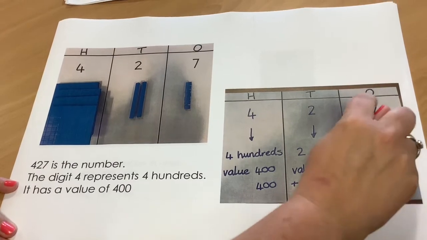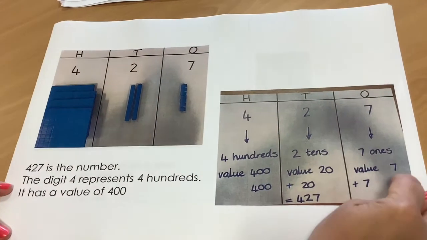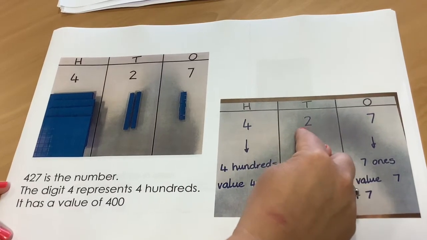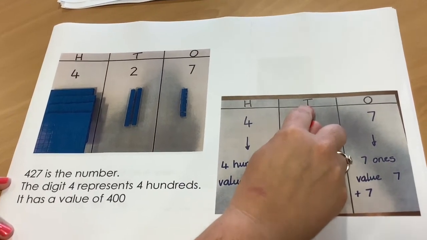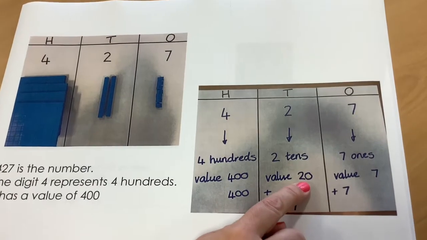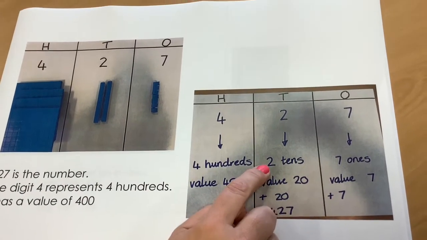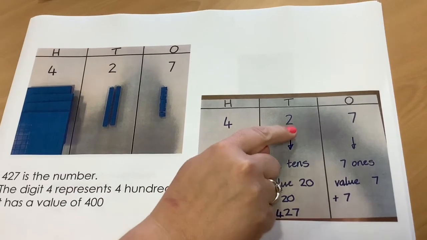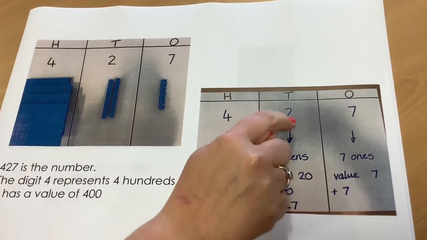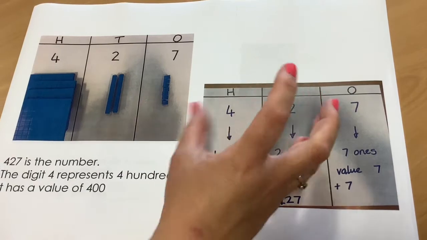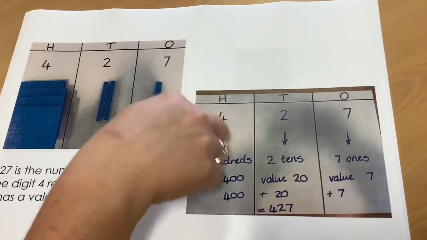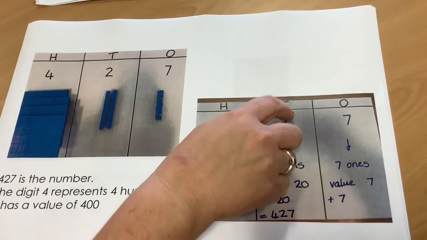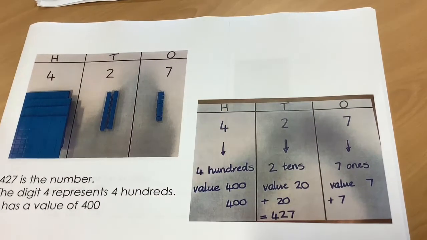The 7 is in the ones column, so it has a value of 7. The 2 digit is in the tens column, so it has a value of 20 because it represents 2 tens. And you know how much we have to remember when we're talking about numbers in the columns to give them the proper name, if you like, 2 tens.